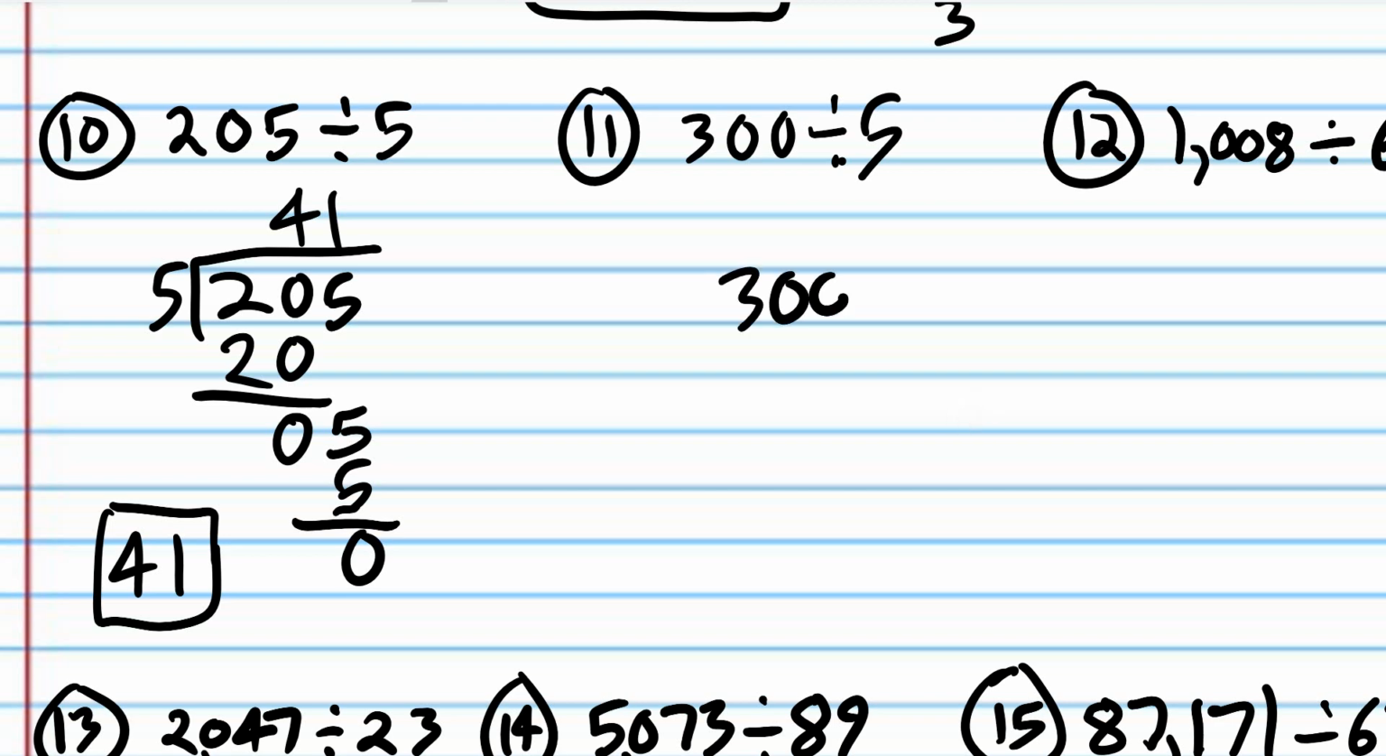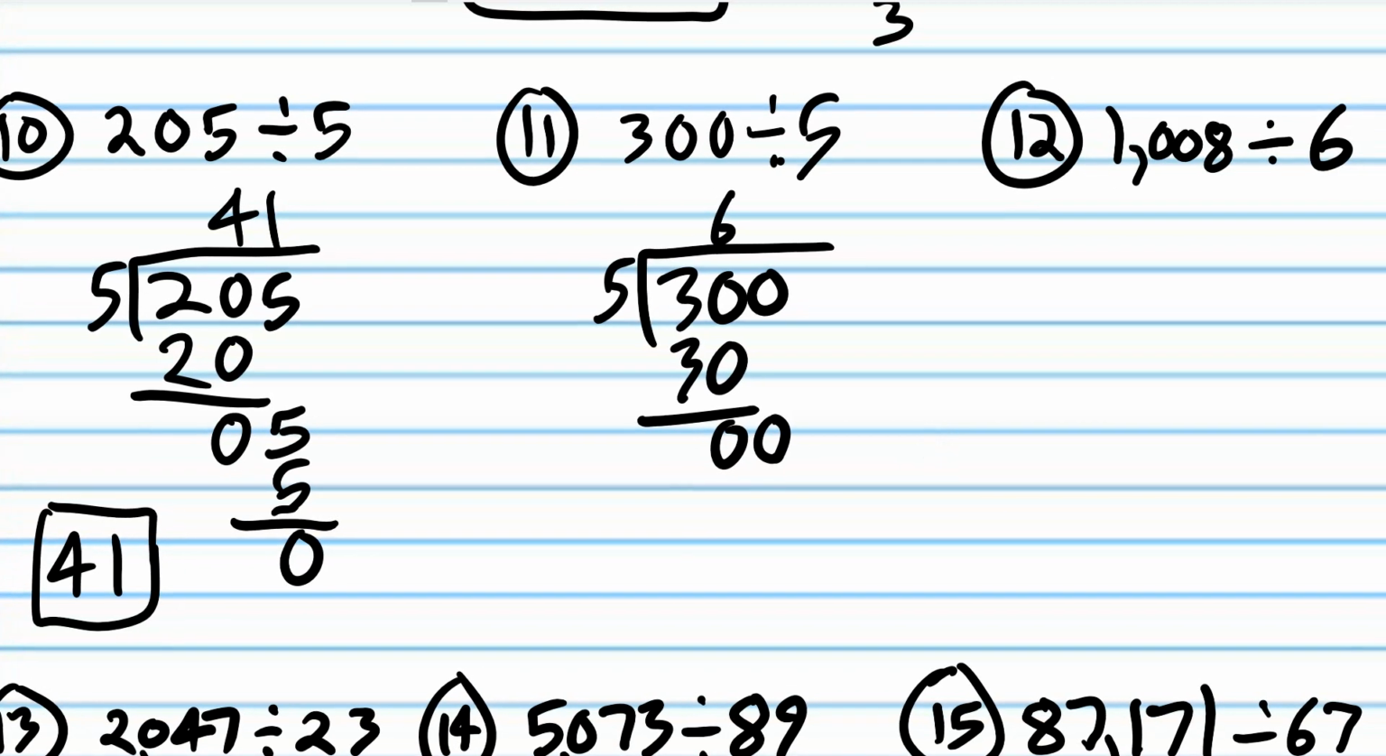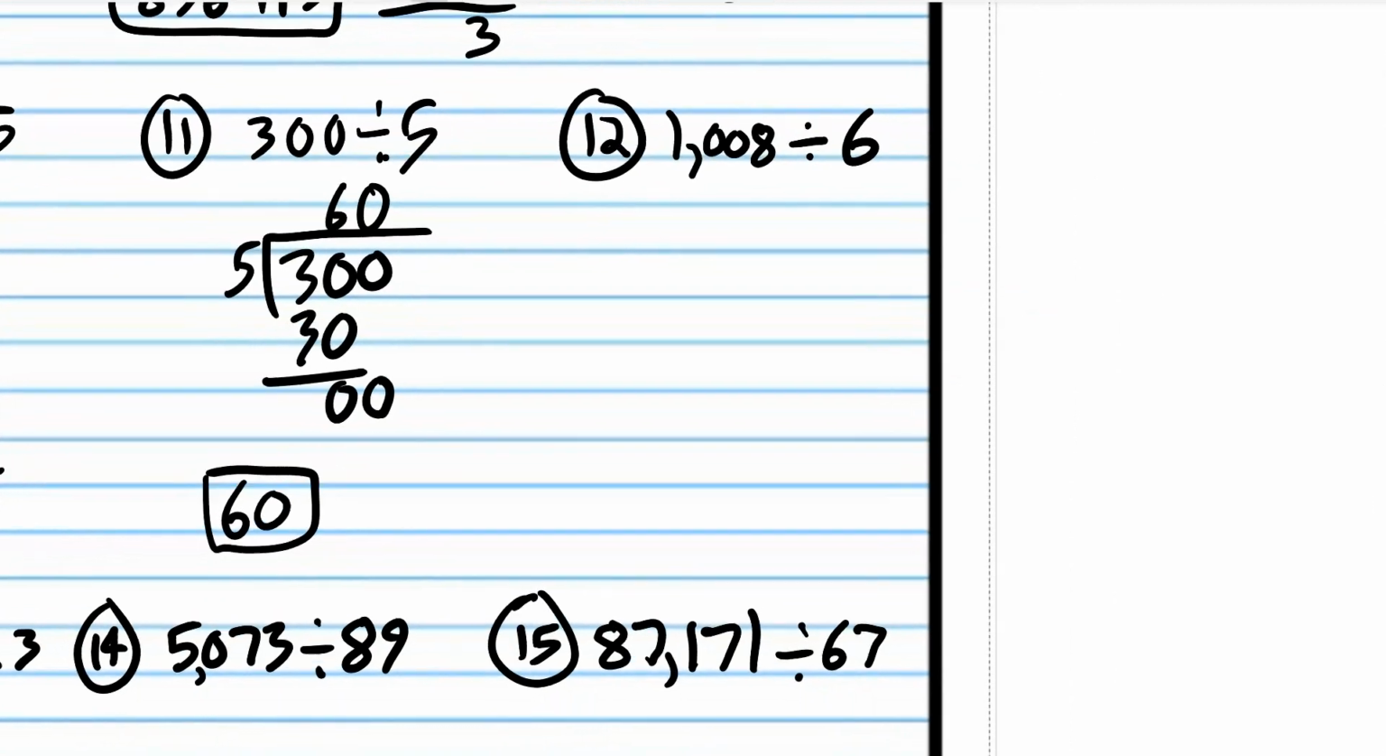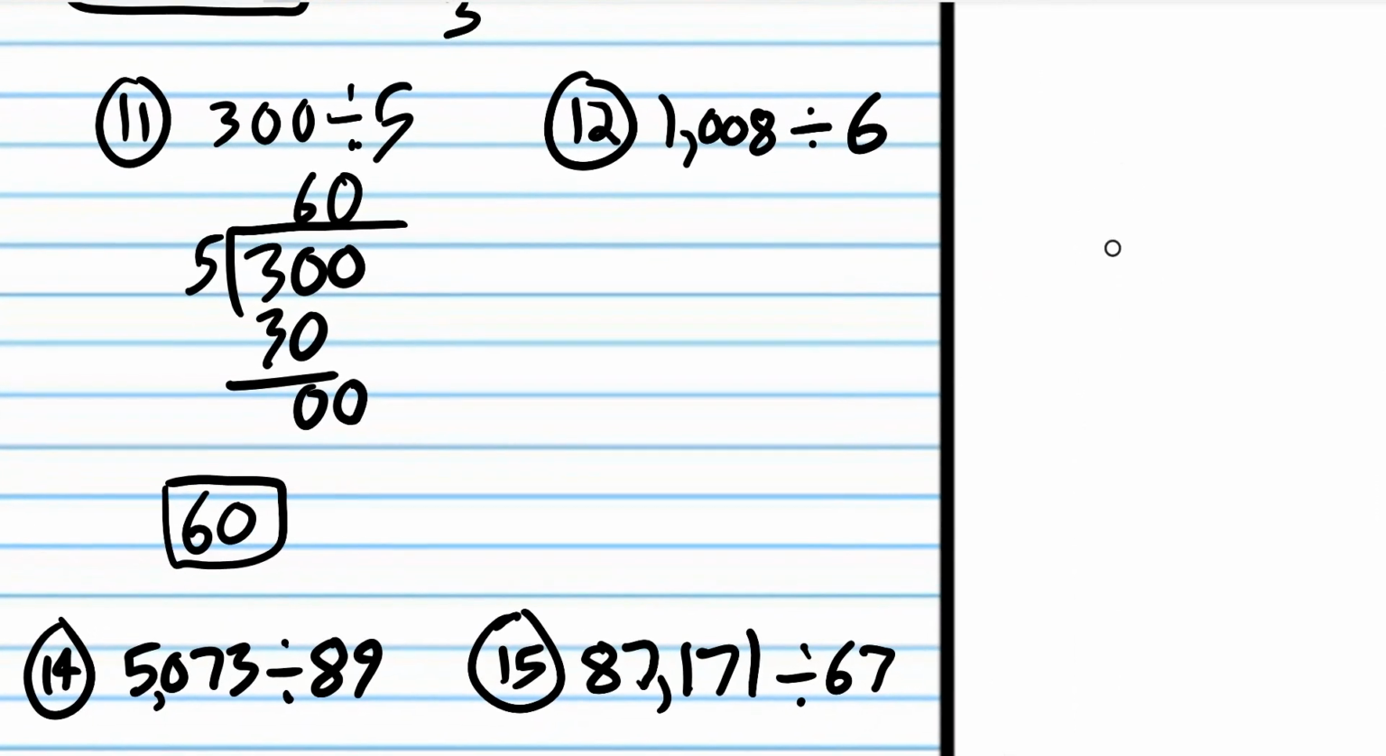All right, 300 divided by 5. 5 doesn't go into 3, but it does go into 30. 5 goes into 30 6 times. How do I know that? Well, I memorized my multiplication facts. 5 times 6 is 30. 30 minus 30 is 0. Bring down the next number as usual. 5 doesn't go into 0. So you put a 0. And the answer is 60. I think that was a coincidence. Number 9 was 60 also. All right. Try the next problem, and when you come back, we'll do it together.